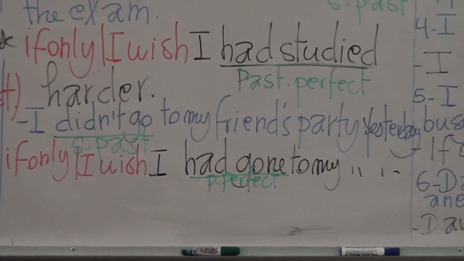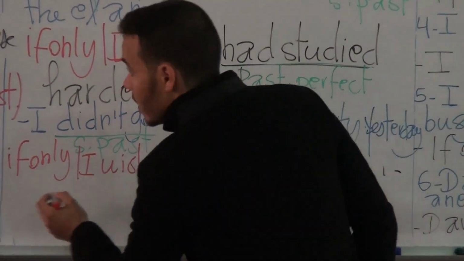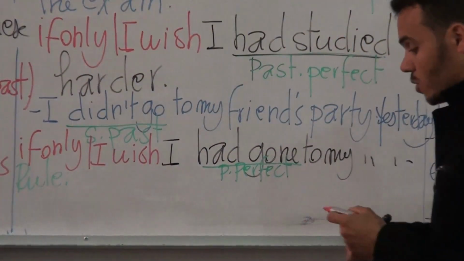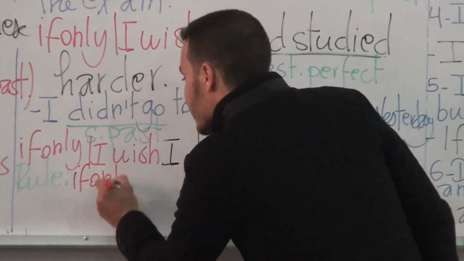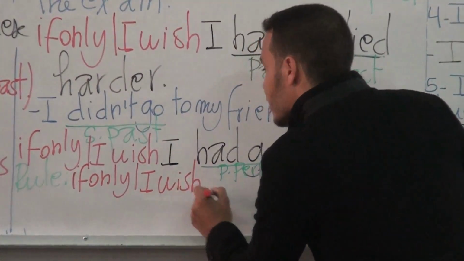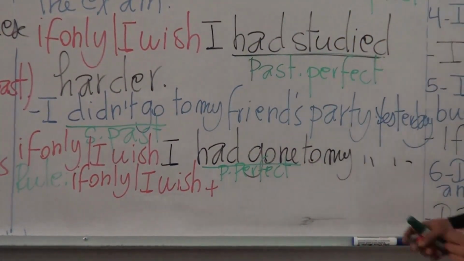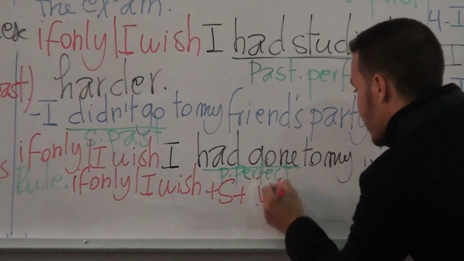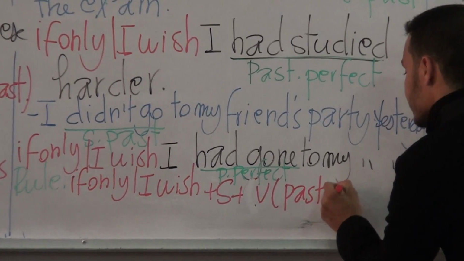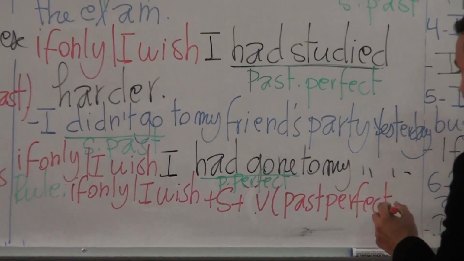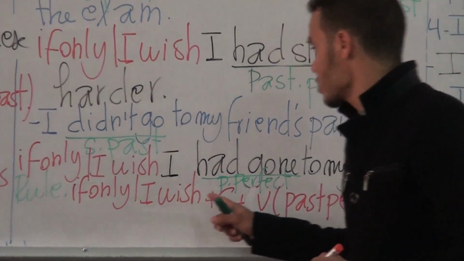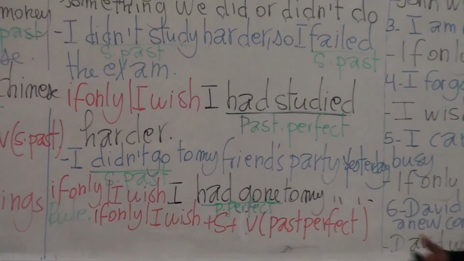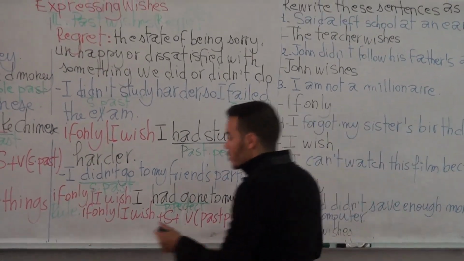So to make a wish about the past, what is the rule? The rule again is we start with if only or I wish, plus subject, plus verb in the past perfect. Right. So if only or I wish plus subject plus verb in the past perfect. So this is the rule of making a past wish. Now let's move on to use.